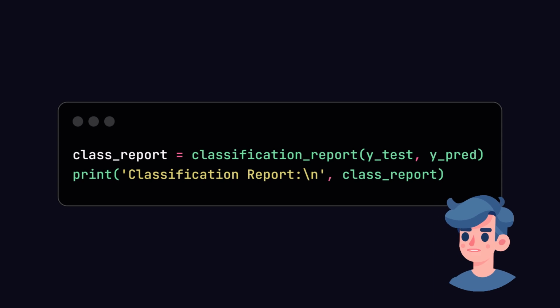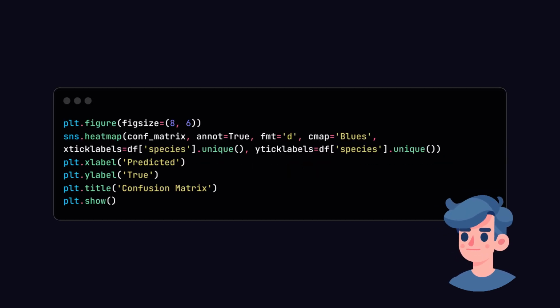Now, let's delve deeper into our model's performance using the classification report, which includes precision, recall, and F1 score metrics. To visualize the confusion matrix, we can use a heat map. This will allow us to better understand how well our model is performing across different classes.